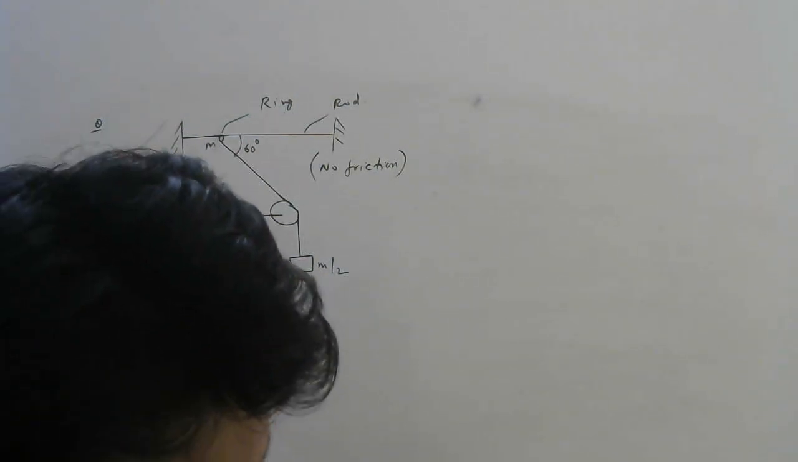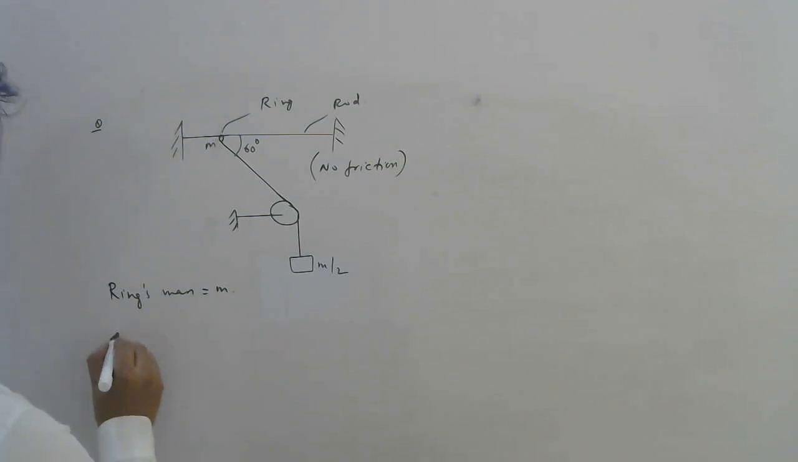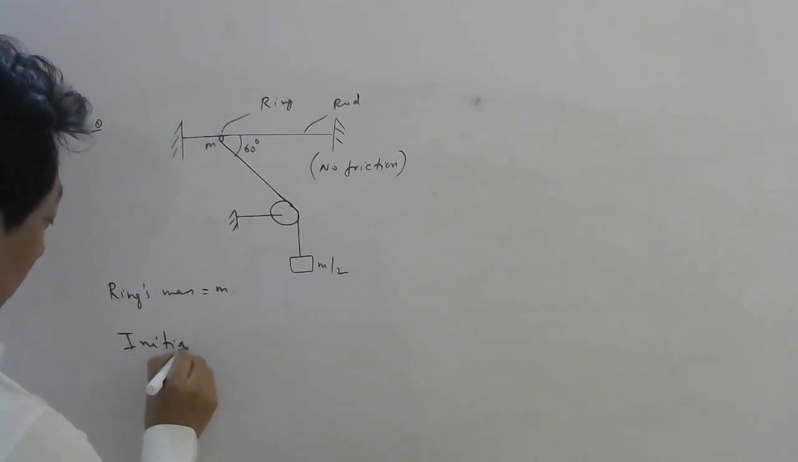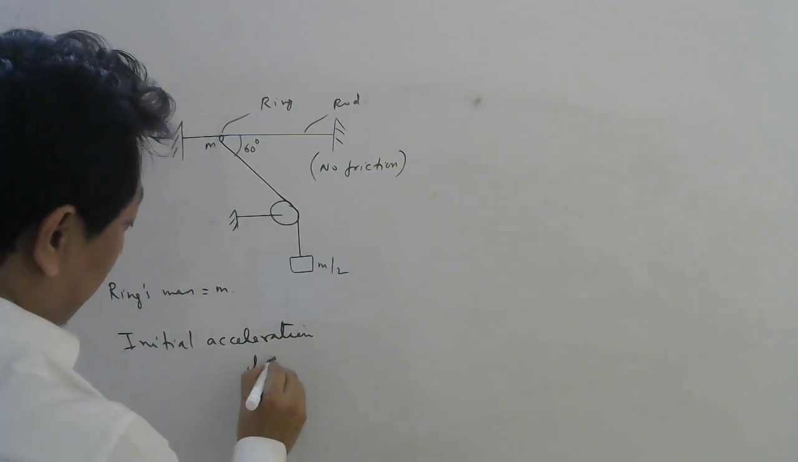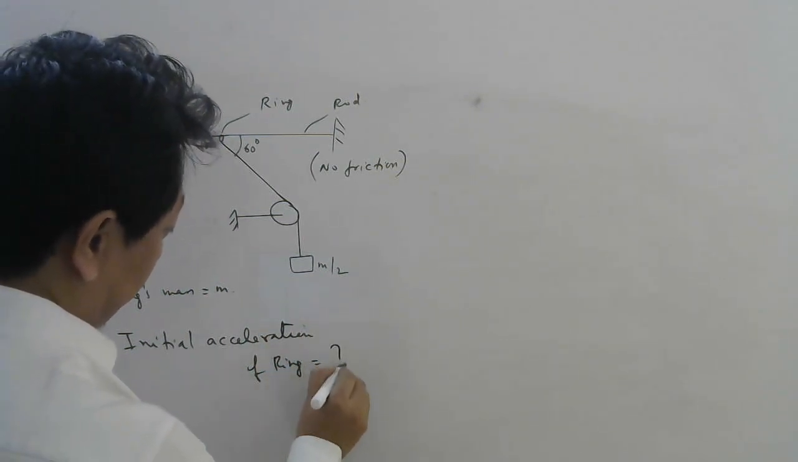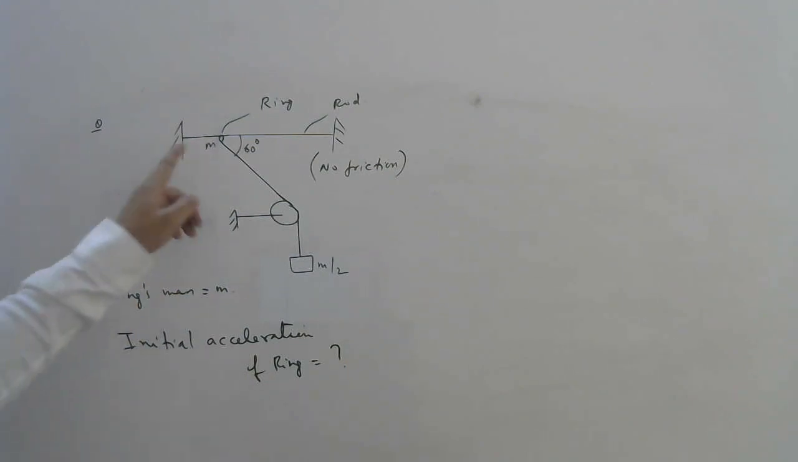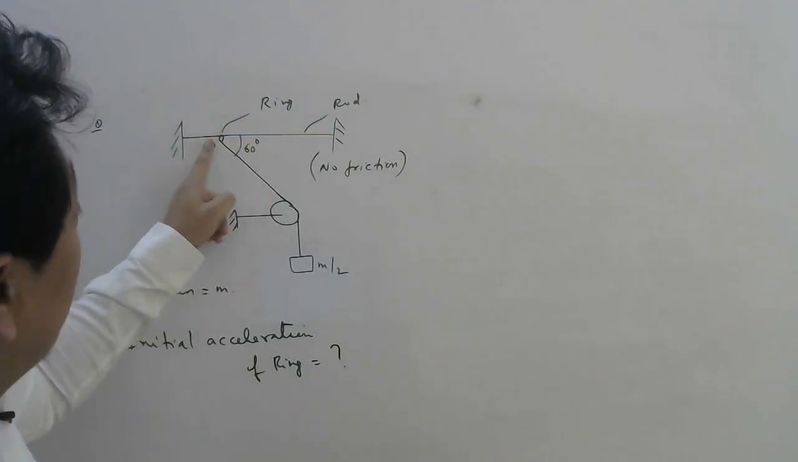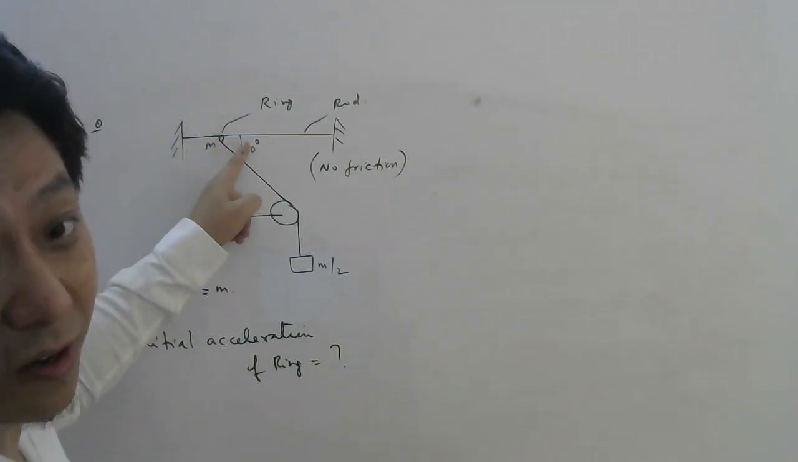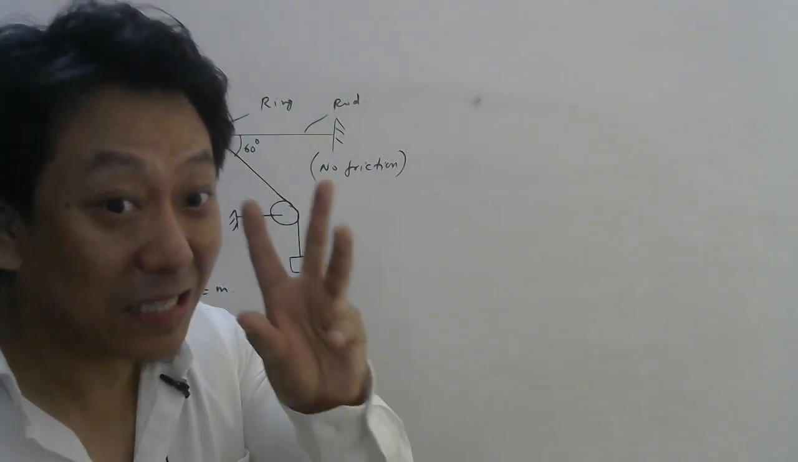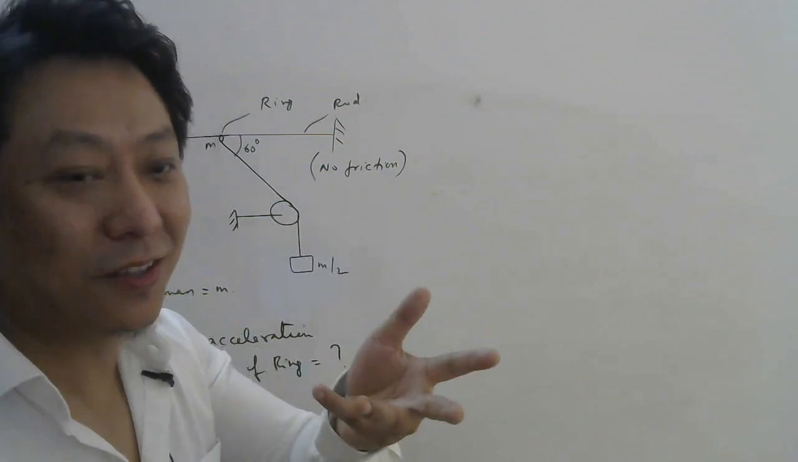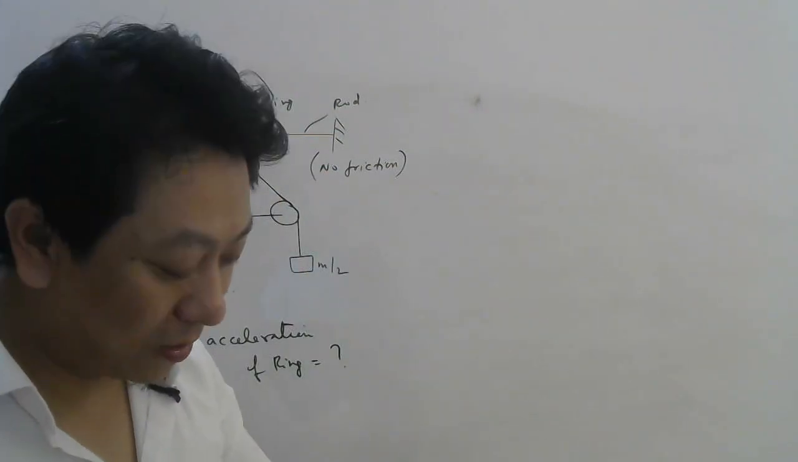We need to find the initial acceleration of the ring. Why initial? Let me explain. We have to calculate the initial acceleration of the ring. Why initial? Because with time this angle will change. So after some time this ring will come here. So this angle will change, right? So at this moment when the angle is 60 degrees, what is the acceleration of the ring? That we have to calculate.